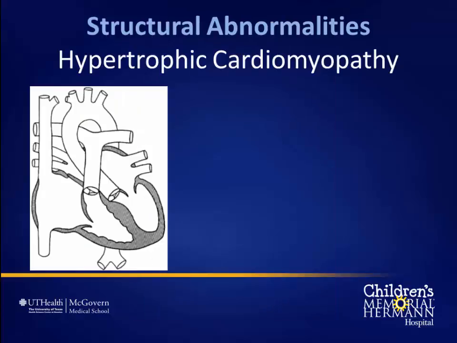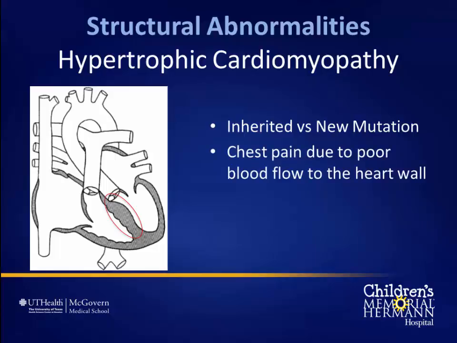The first structural abnormality I'm going to talk about is called hypertrophic cardiomyopathy. This is when the heart muscle is disorganized and gets bigger, causing a thick heart. Here you can see the wall between the two ventricles is very thick. It can get so thick that it can start blocking the flow through the aorta to the body. This condition can be either inherited or occur without any family history. Chest pain is caused by a decreased amount of blood and oxygen getting to both the heart muscle itself and the body, specifically the chest wall.